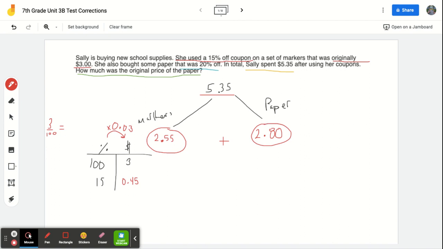Now remember, this amount right here is actually what she paid after the coupon. So we're not really trying to find that though. Remember, the question up here in green is how much was the original price of the paper? So let's go ahead and use a table again with percentages and money on one side. And remember, the original price is always equal to 100%, and that's the money that we don't know yet.